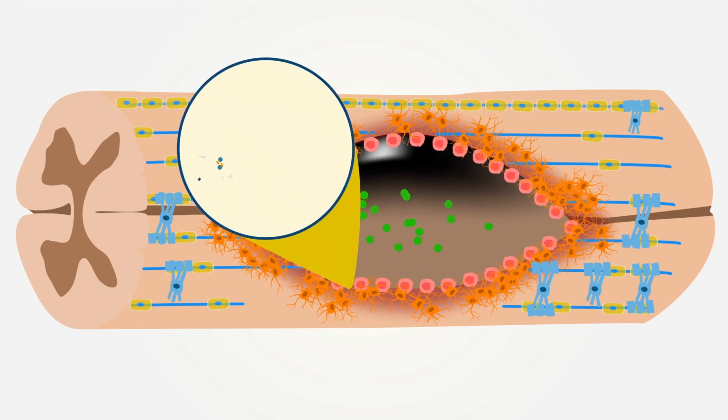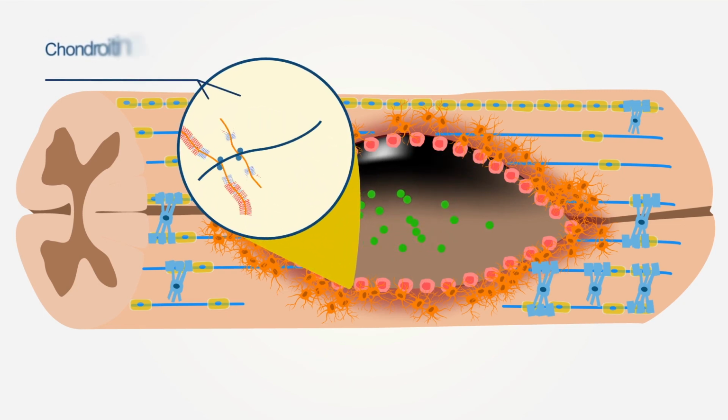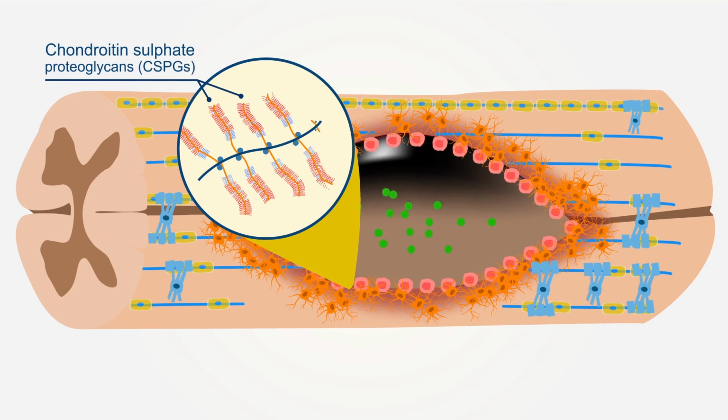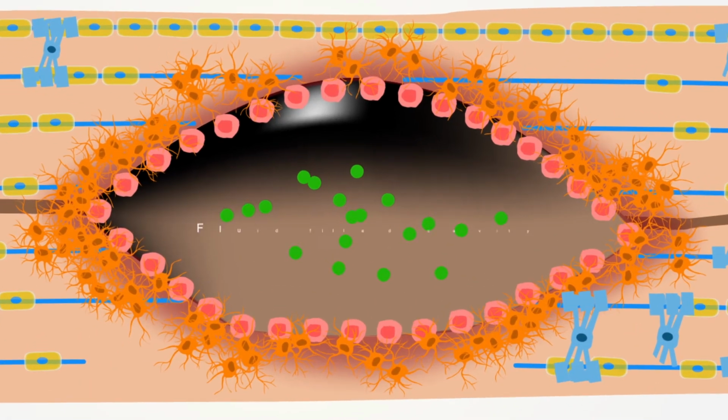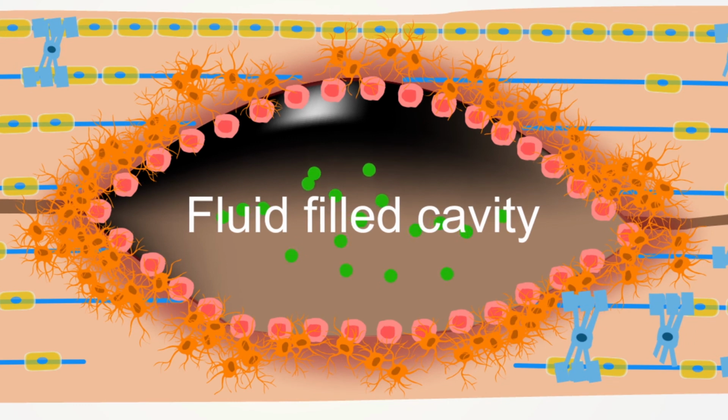The astrocytes and macrophages that make up the glial scar produce a molecule called chondroitin sulfate proteoglycans, CSPGs, which surrounds the site of injury and inhibits neuronal growth. As the damaged tissue and cells within the glial scar gets broken down, a fluid-filled cavity or cyst forms containing inhibitory molecules that create an environment that prevents nerve regeneration.